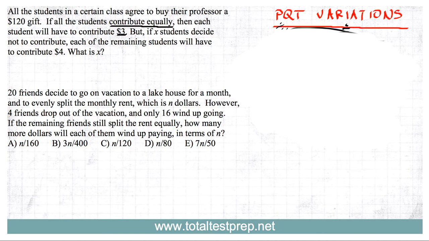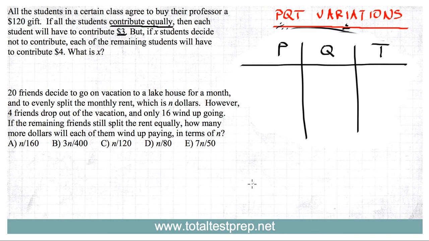And let's take a look at this question. 20 friends decide to go on vacation to a lake house for a month, and to evenly split the monthly rent, which is N dollars. However, 4 friends drop out of the vacation and only 16 wind up going. If the remaining friends still split the rent equally, how many more dollars would each of them wind up paying in terms of N? We can use the table again here. So price, quantity, total.